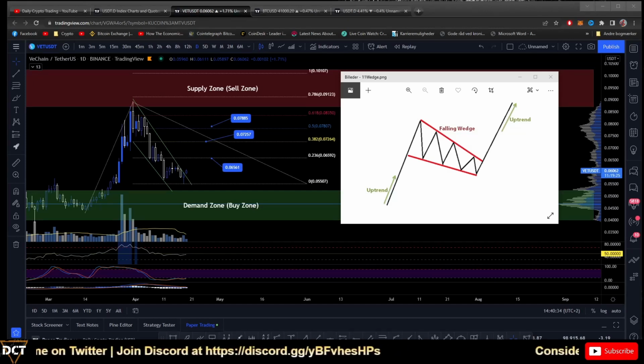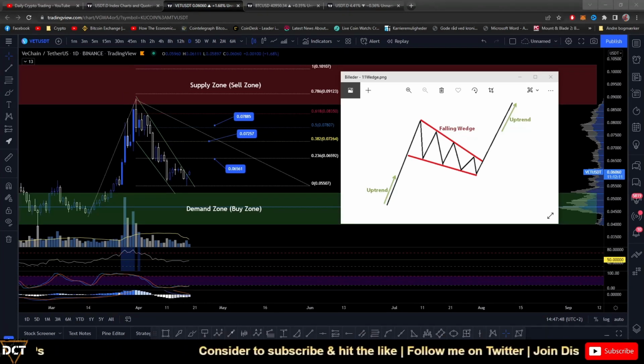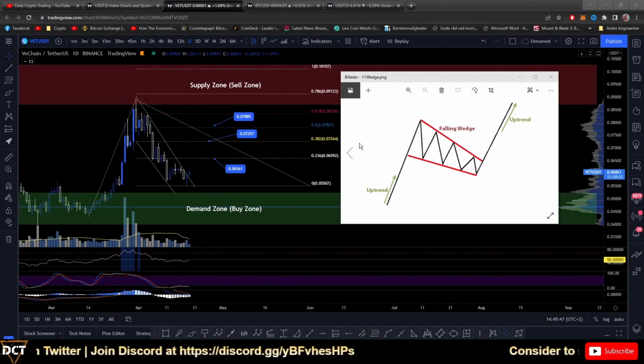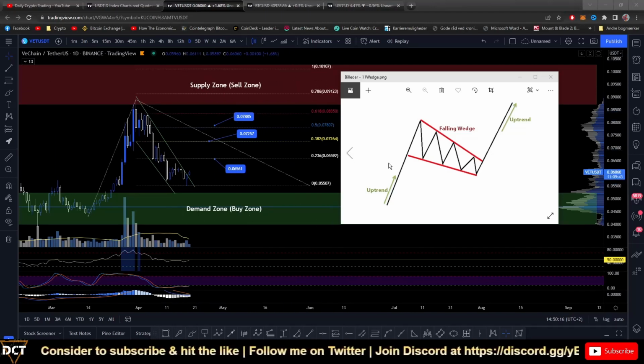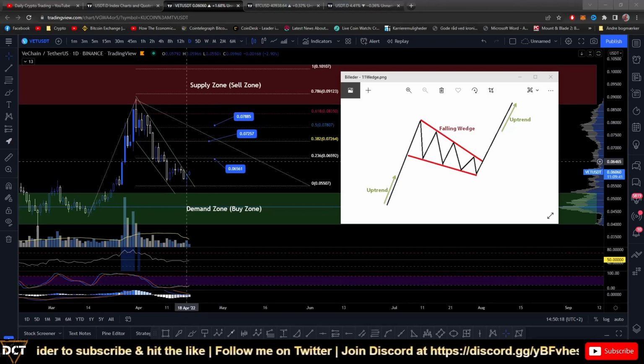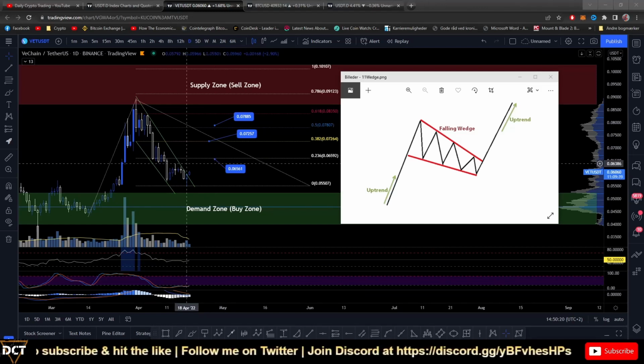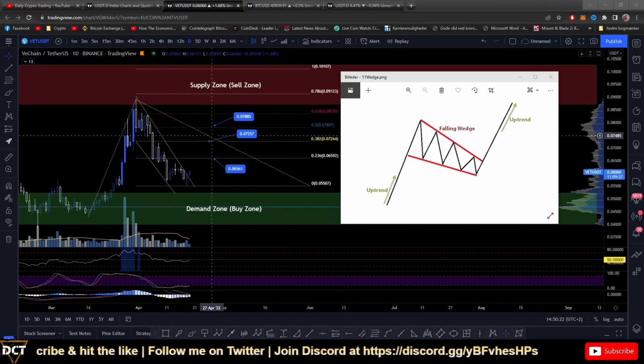Today we're going to do a TA of VeChain. Let's not waste any time and analyze. Let's look at the daily chart for VeChain. What we can see in the daily is VeChain is forming a falling wedge. Now what does that mean? If you've been following my channel, you know what it means. It means we have an uptrend continuation.